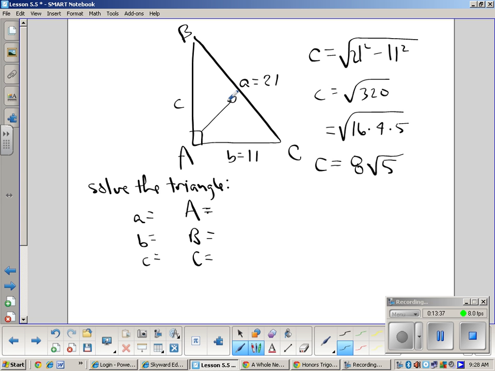Yeah, that's what I'm thinking. So when, oh, it's minus. I was confused because I thought we were attempting to find C. Yeah, it's the hypotenuse squared minus the length squared will give you the other length squared. And if you square root that, you get the number. So we know A is 21, B is 11, C is 8 square root of 5.